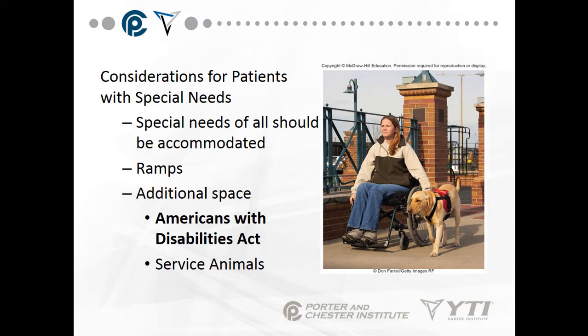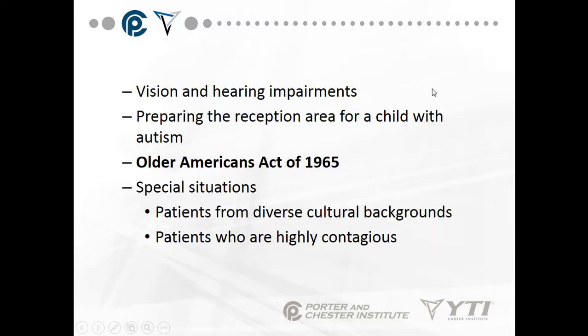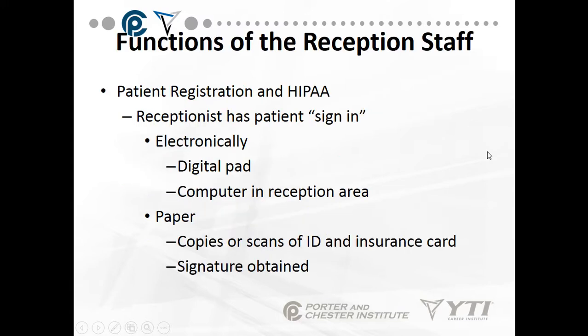The Americans with Disability Act requires that there is enough space for everyone with special care needs. And service animals. We need to have a place for our service animals as well. How about special needs for vision and hearing impairments? Or preparing the reception area for a child with autism? What about the Older Americans Act of 1965? How about special situations such as patients from diverse cultural backgrounds? Or again, patients who are highly contagious and need to be taken to and seen in an examination room right away without sitting in the reception area.